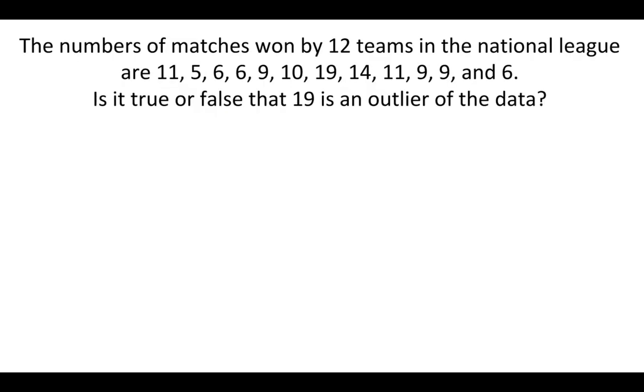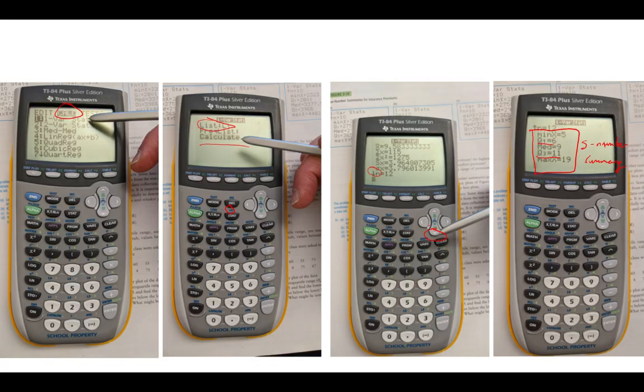All right. So in our first example, the number of matches won by 12 teams in the National League are 11, 5, 6, 6, 9, 10, 9, 14, 11, 9, 9, and 6. You do not want to write these out, find the median, then find the quartiles. Much easier to do it on your calculator. So for this one, I've already typed it in. It's actually the one that I just showed you.